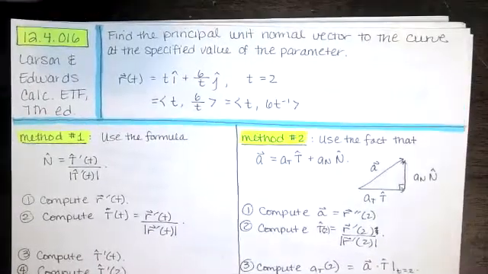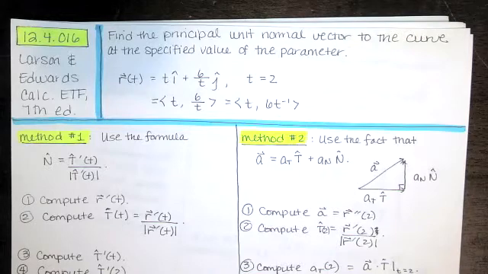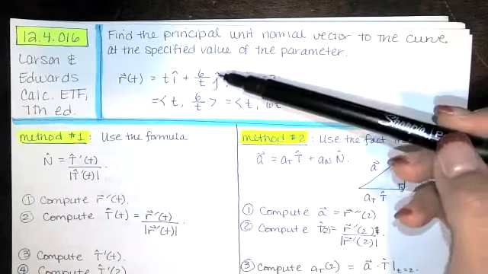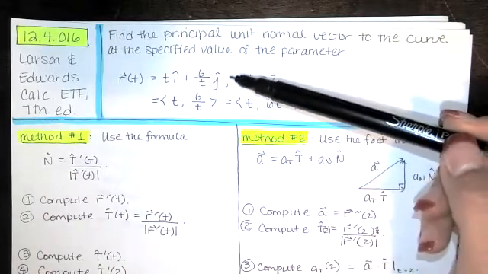In this video, we solve problem 12.4.016 from the Larson and Edwards Calculus Early Transcendental Functions text, 7th edition. We're asked to find the principal unit normal vector to the curve at the specified value of the parameter. We have r of t equals t times i hat plus 6 over t times j hat.